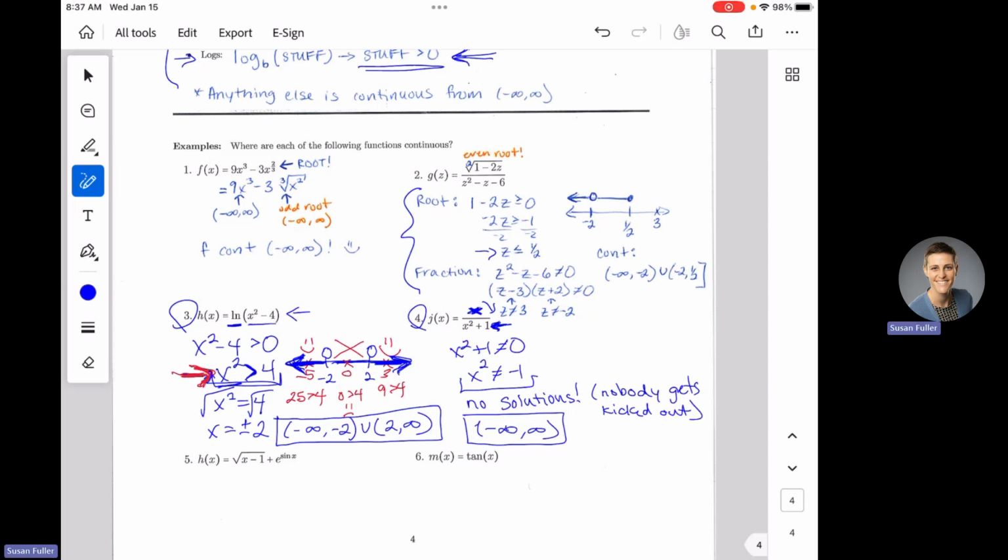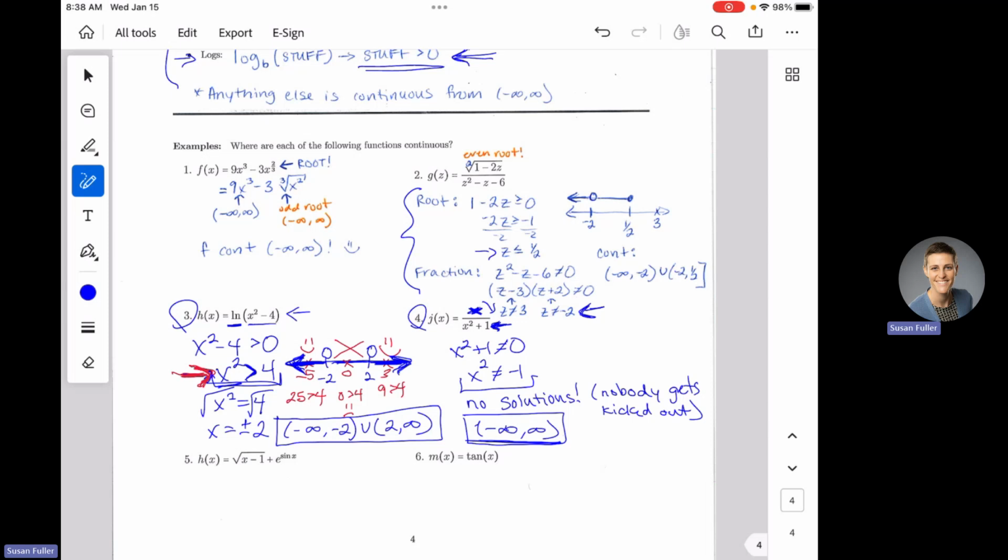Right? Because up here on the fraction rule, when we got that z could not be 3 and could not be -2, those were the two values that I had to kick out because they didn't work. We didn't find anything that didn't work. So nobody gets kicked out and everybody gets invited to the party. And that means that our domain and where we are continuous is from -infinity to infinity.